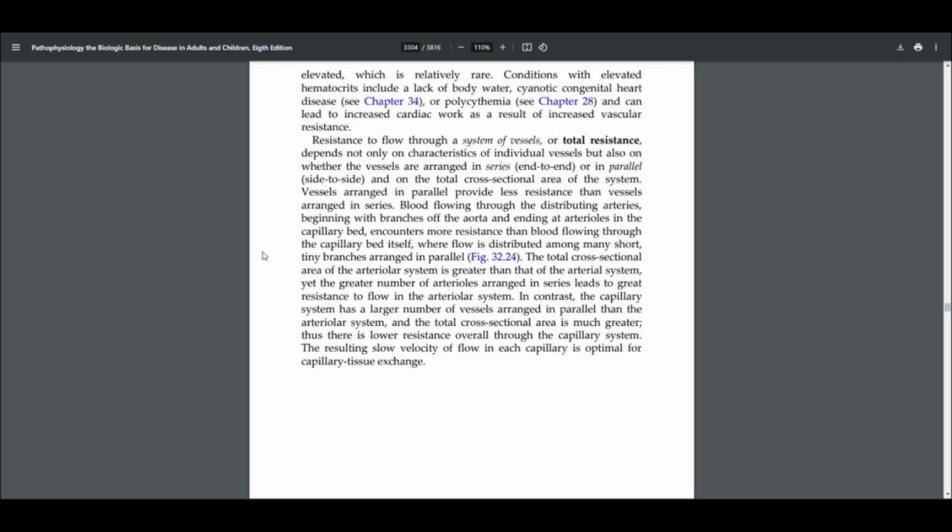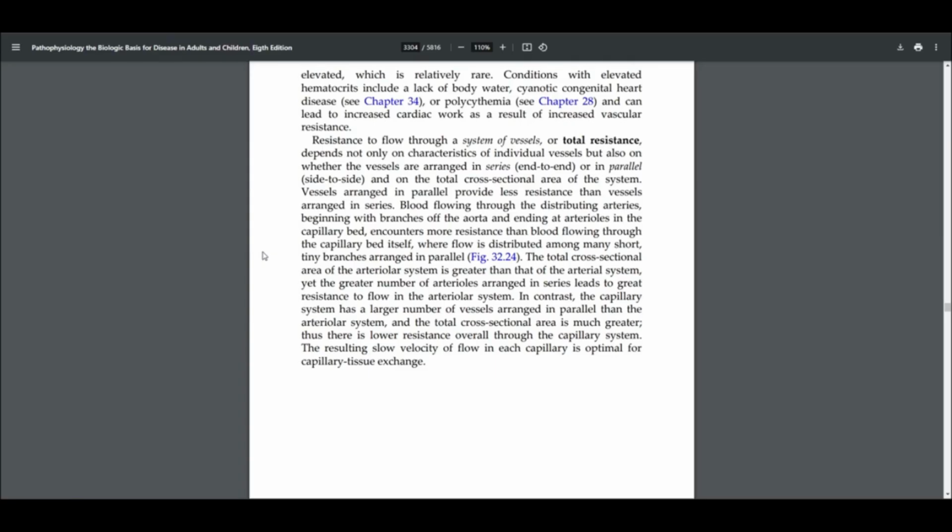Blood flowing through the distributing arteries, beginning with branches off the aorta and ending at arterioles in the capillary bed, encounters more resistance than blood flowing through the capillary bed itself, where flow is distributed among many short, tiny branches arranged in parallel. The total cross-sectional area of the arteriolar system is greater than that of the arterial system. Yet the greater number of arterioles arranged in series leads to great resistance to flow in the arteriolar system.